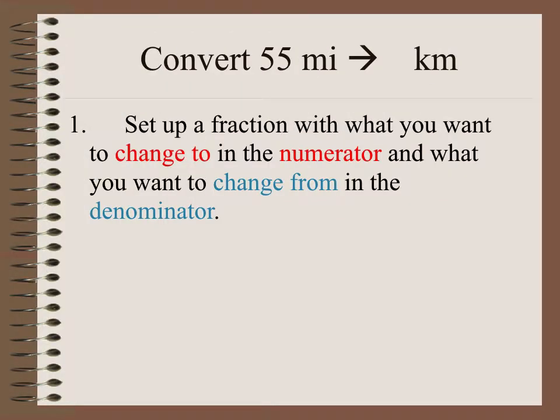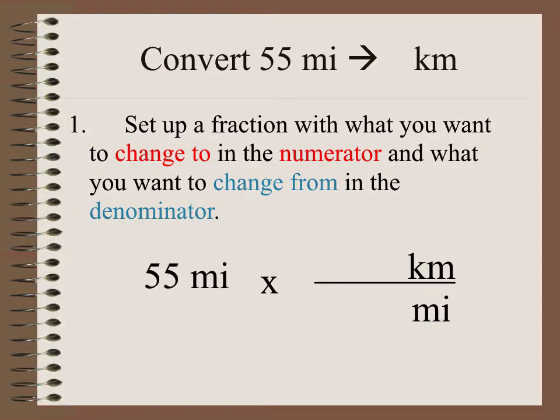The way that we're going to do this is we are going to do a conversion from 55 miles to kilometers. You should have a conversion sheet. Take a careful look at it. You will notice that it's broken up into categories to make it easier to find your conversion. So the first thing you want to do is set up a fraction with what we want to change to in the numerator and what we want to change from in the denominator. Since we're changing to kilometers, that goes on the top, and we're changing from miles, that goes in the bottom. We're going to multiply 55 miles by this once we have some values in there.